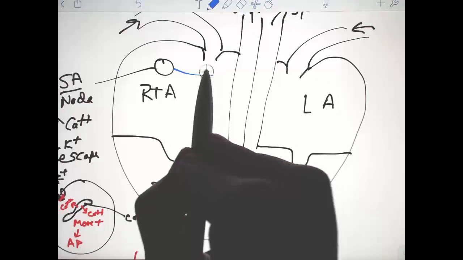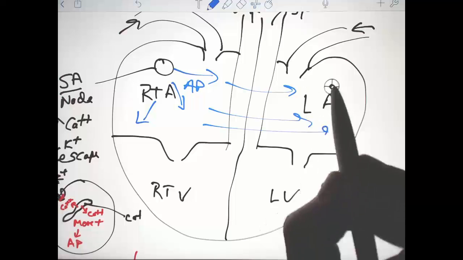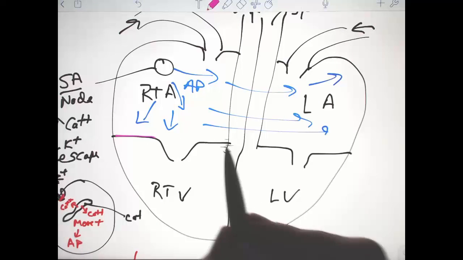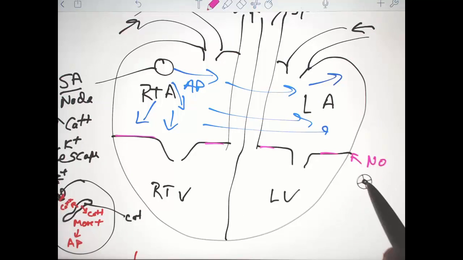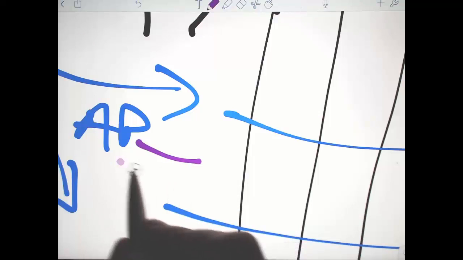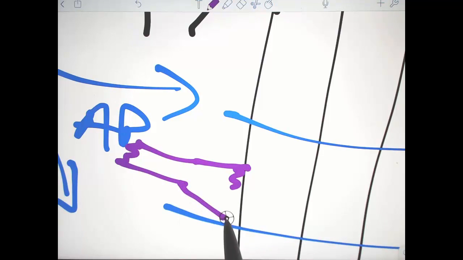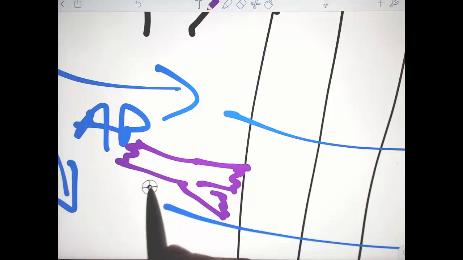An action potential starts and spreads through both atria. It doesn't pass to the ventricles. There's no electrical conduction. But it does go from cell to cell in this cardiac muscle. Cardiac muscle cells are modified skeletal muscle cells. They can have branches.